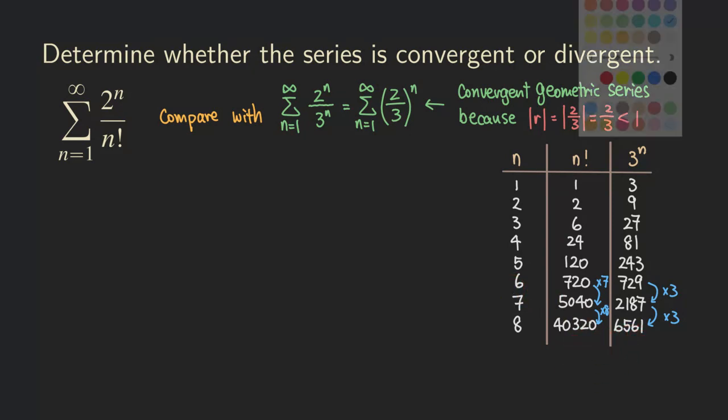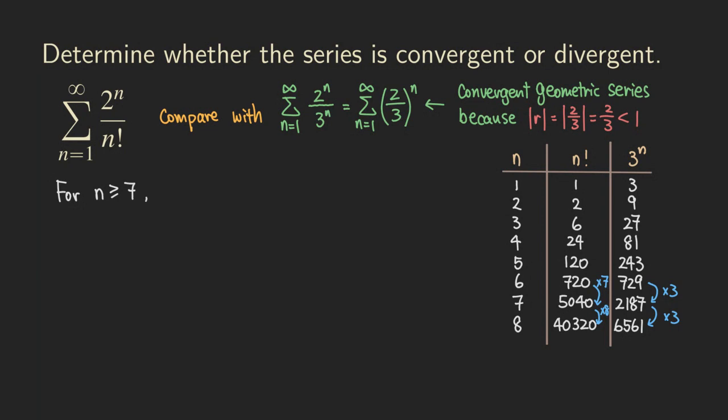So we can say, for n greater than or equal to 7, that n factorial is going to be greater than 3 to the n. That 3 to the n comes from the green series that we're using to compare with the series that we're looking at. Okay, so that's that for now.